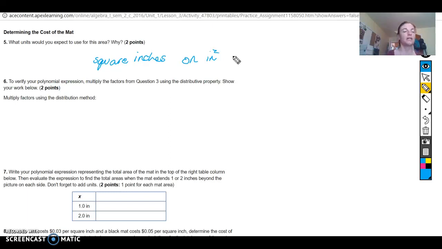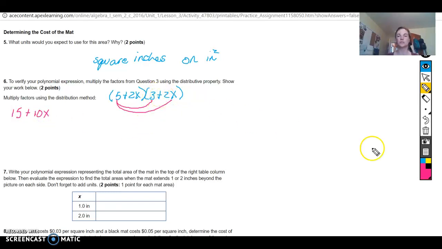Okay. Number 6, to verify your polynomial expression, multiply the factors from question 3 using the distributive property. Okay, so we are going to do the same thing, but let's see, we had 5 plus 2x times 3 plus 2x. All right, so I'm going to first distribute the 5 through each term in the second set of parentheses. So I'm going to do that. So I'll have 15 plus 10x.